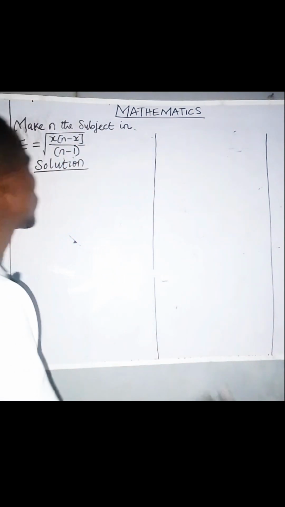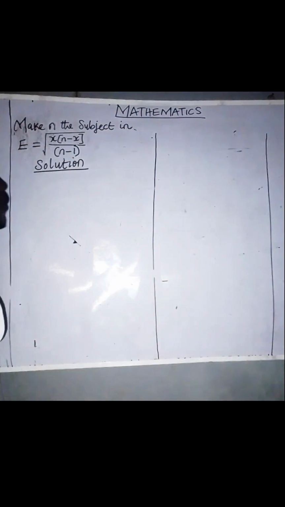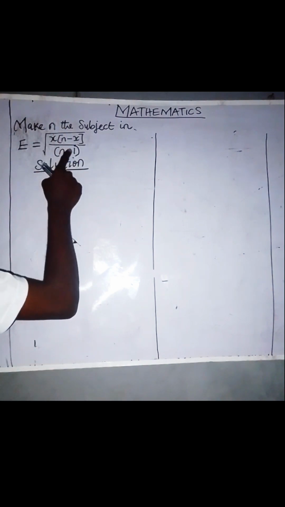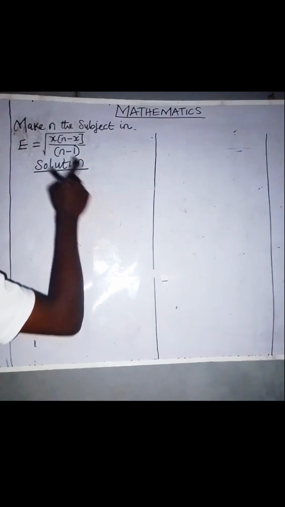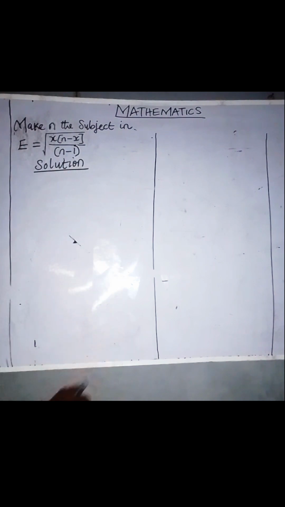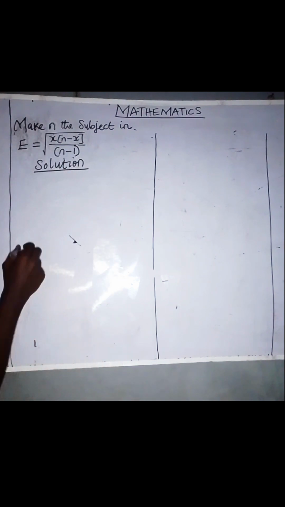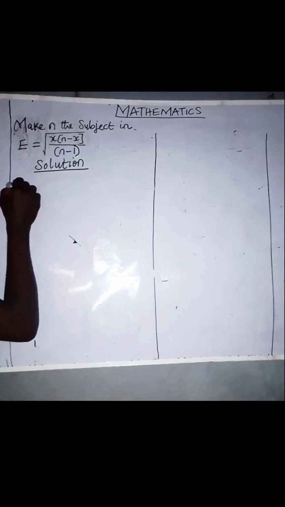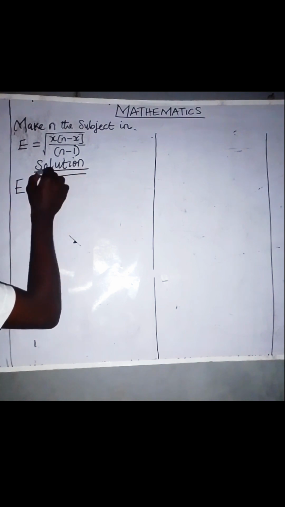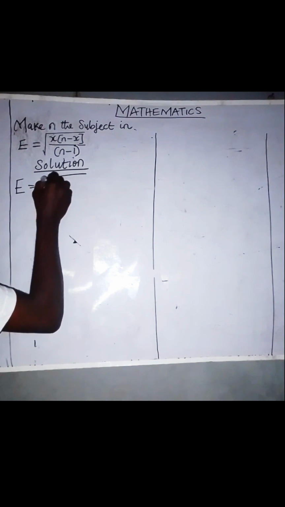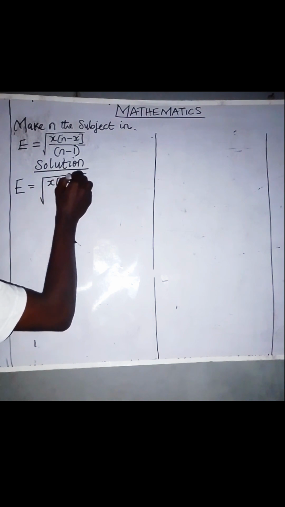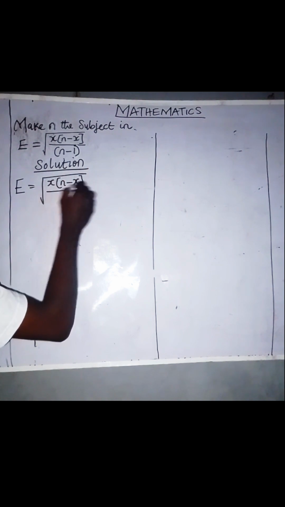Alright, so now from this question, they said make n the subject in E equal to the square root of x open bracket n minus x over n minus 1. Solution. First, let's bring back the question. I have E equal to root x open bracket n minus x over n minus 1.